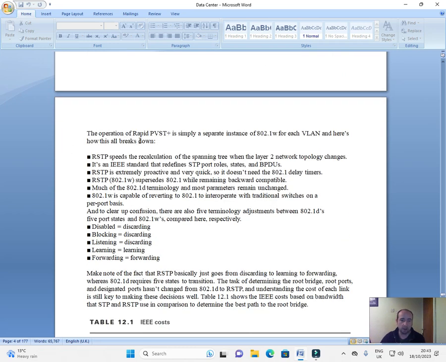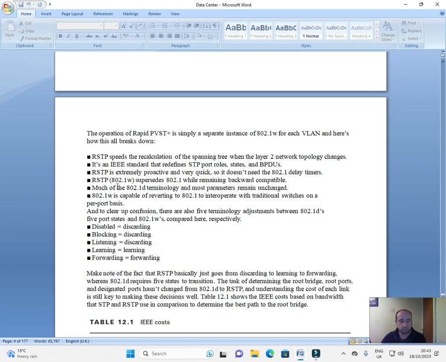The operation of Rapid PVST is simply a separate instance of 802.1w for each VLAN, and here's how it all breaks down. RSTP speeds the recalculation of the spanning tree when the layer 2 network topology changes. It's an IEEE standard that redefines STP port roles, states, and BPDUs. RSTP is extremely proactive and very quick, so it doesn't need the 802.1d delay timers.